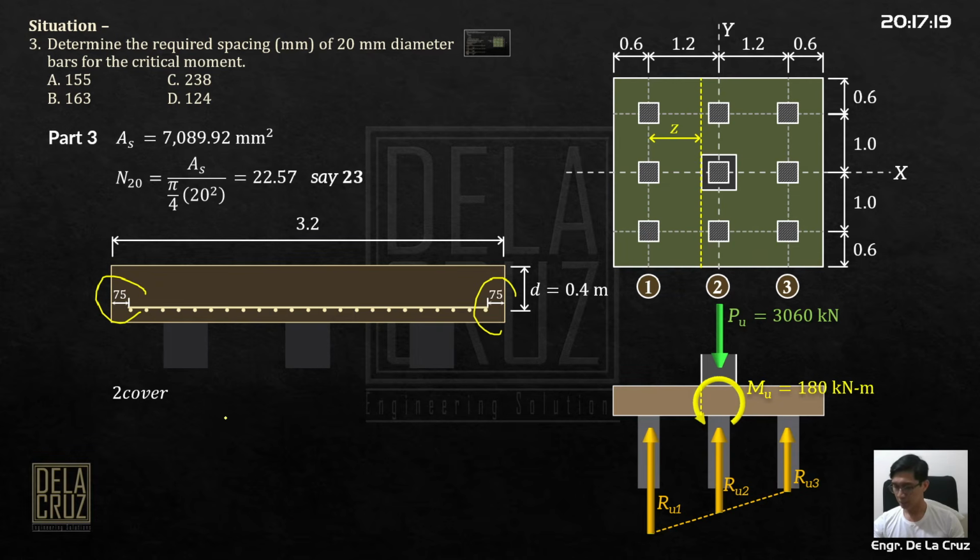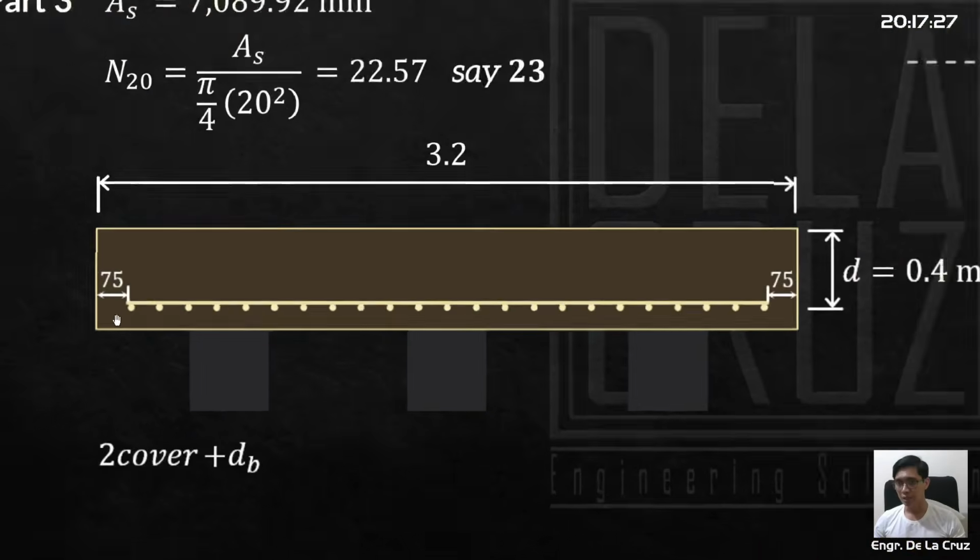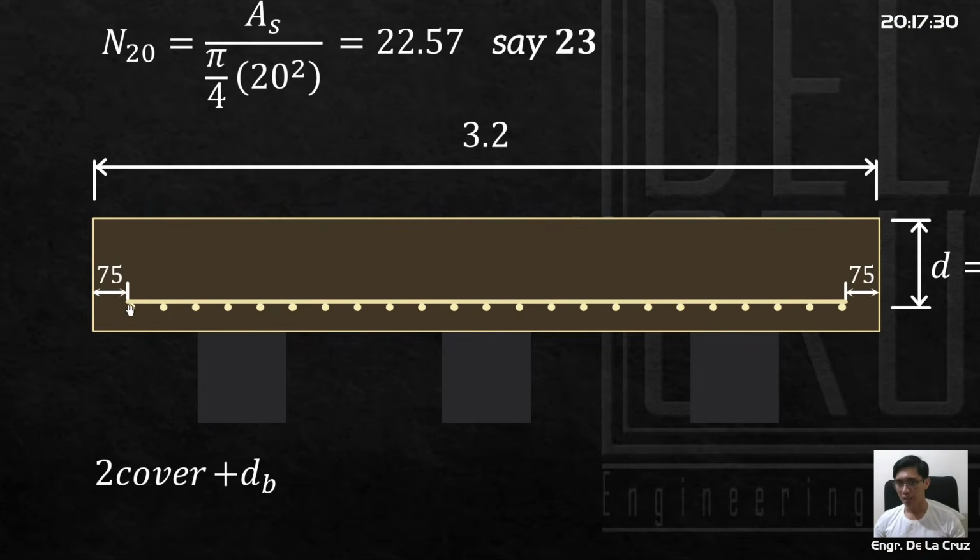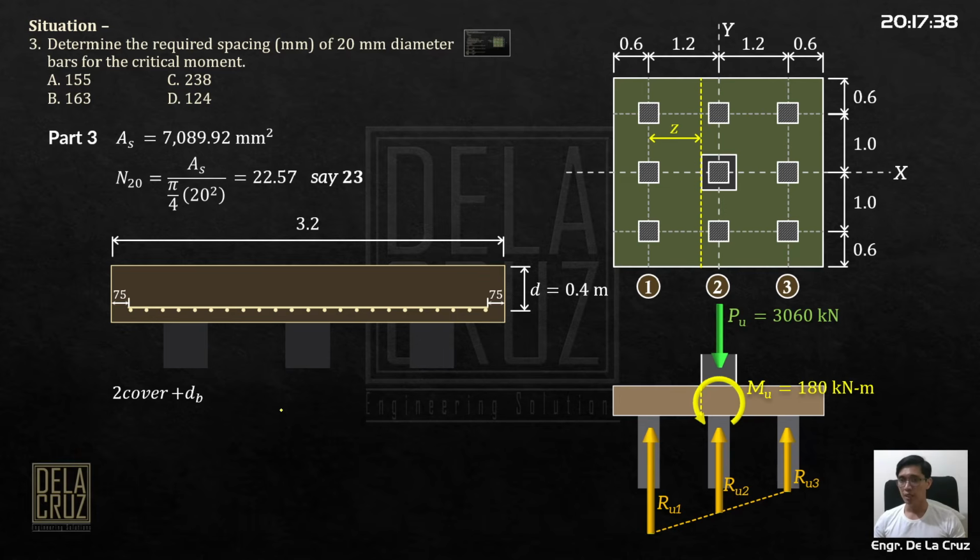Plus, alright, nasa outer surface tayo. Plus the bar diameter. Bale, pupunta tayo sa gitna ng bars. Punta tayo sa gitna ng isang bar dito, and on the other side, kalahati dito and kalahati dito. That gives us a total bar diameter. Then plus number of bars minus 1 times spacing.